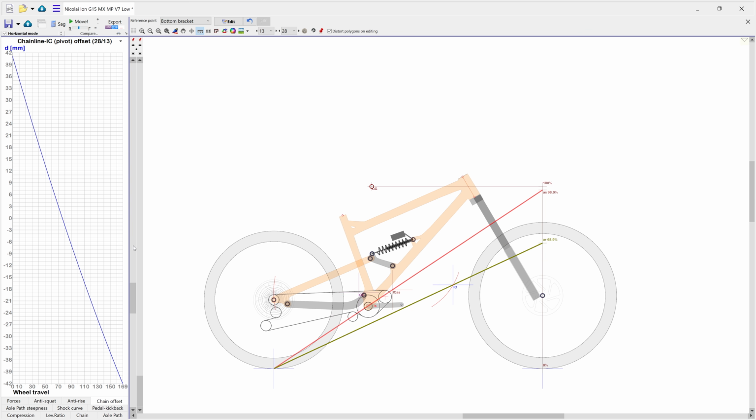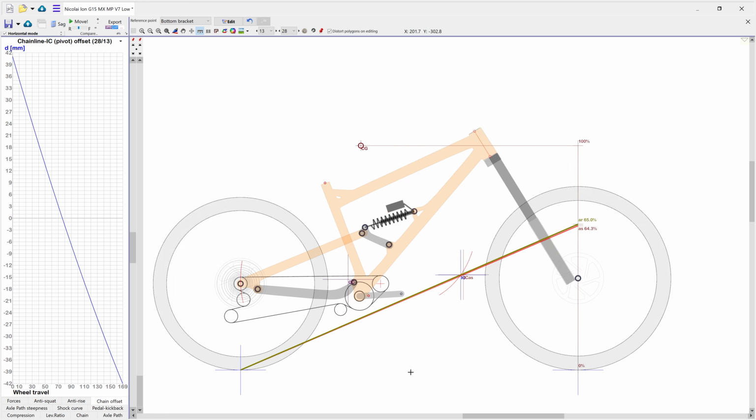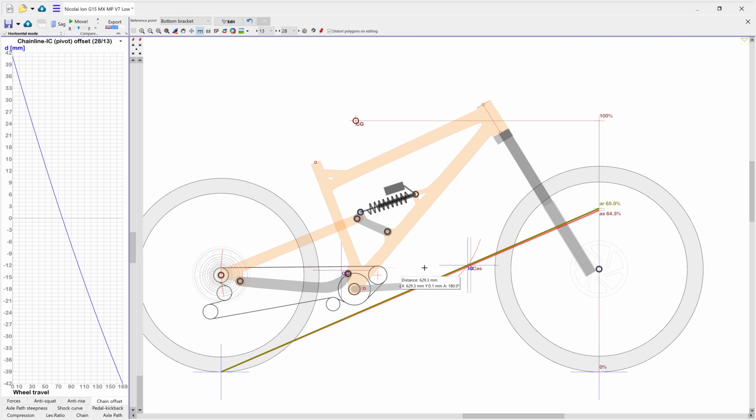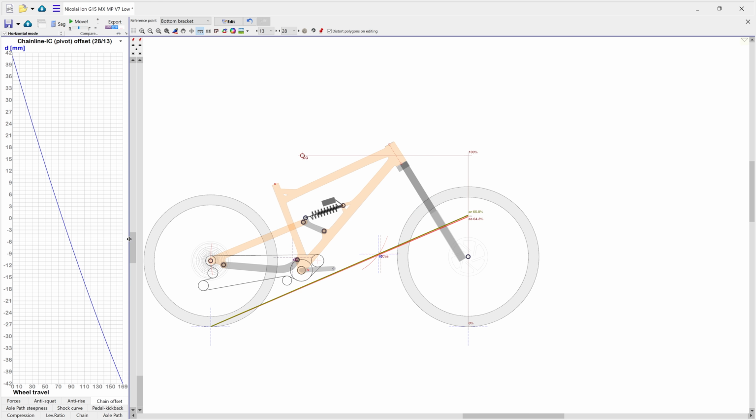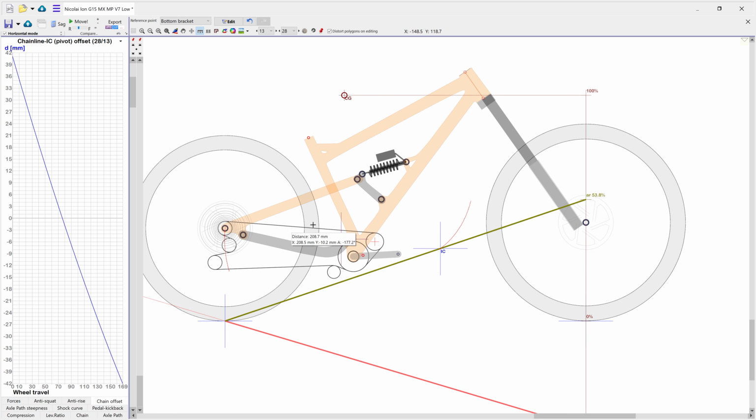This chain contribution is also displayed by the IC line offset graph you see on the left side of the screen. At first, the chain line passes below the IC, and the chain generates anti-squat. This is why the AS line runs above the AR line. At around 77 mm of the rear travel, the chain line passes through the IC and the chain has no contribution, which is why AS and AR lines are identical. Later in the travel, the AS line sinks below the AR line. Here, the chain is pulling up on the cassette, trying to compress the suspension even more.